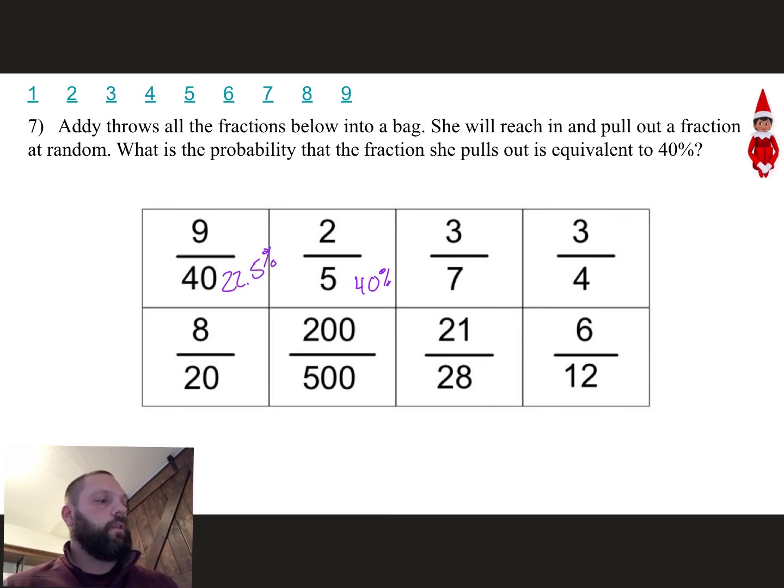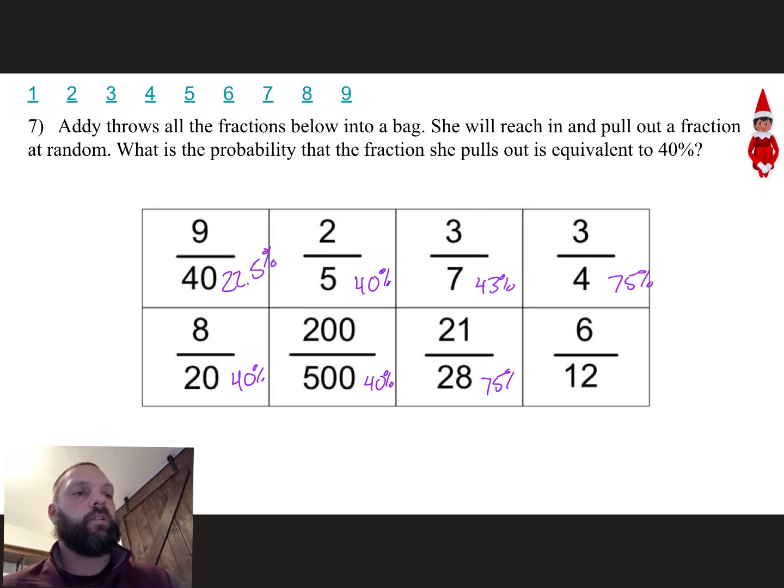3 divided by 7 is going to give me 43%. 3 divided by 4 is 75%. 8 divided by 20 is 40%. 200 divided by 500 is 40%. 21 divided by 28 on my calculator, multiply it by 100, 75%. 6 divided by 12 is 50%.